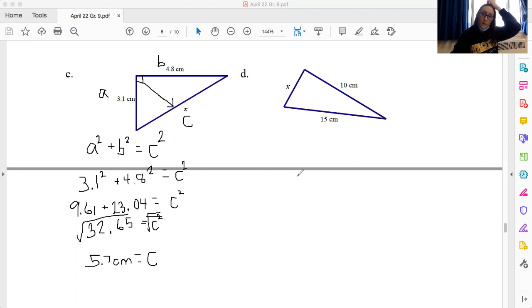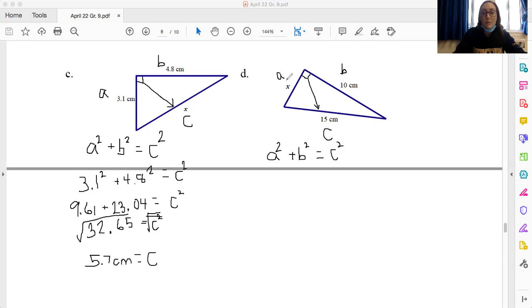Okay, and our very last example here. So you're going to start off by finding the right angle. This is our hypotenuse right here. We're going to label this A, label that B. You're going to do your formula. So A squared plus B squared equals C squared.